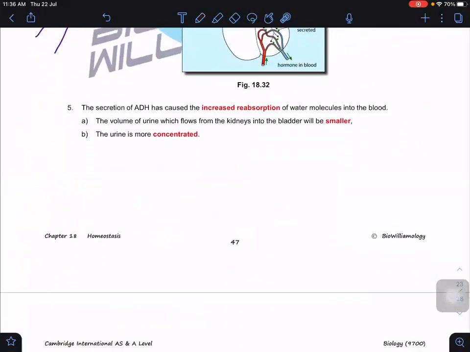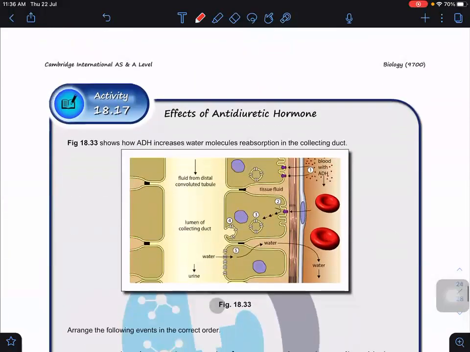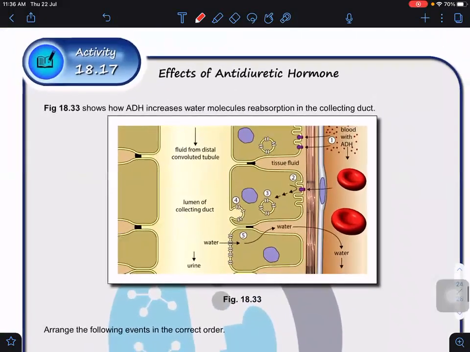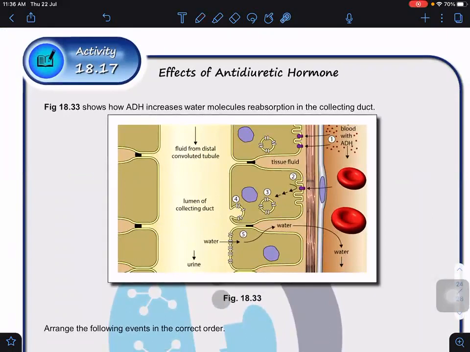So what is the general effect? The secretion of ADH causes an increase in the reabsorption of water molecules into the blood. The volume of urine becomes smaller and the urine is more concentrated, so low in volume and high in concentration. So what is the major effect of ADH? If we want to increase the reabsorption, the limiting factor here is the number of aquaporins.